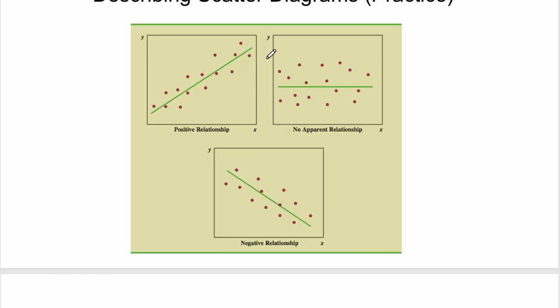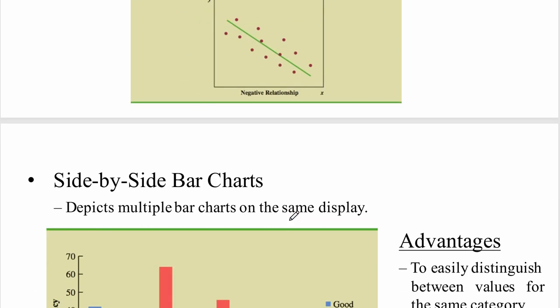This is a positive relationship. This is no relationship. When it begins to flow from the top to down, we see a negative relationship.